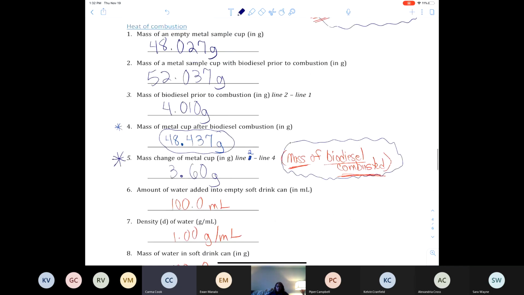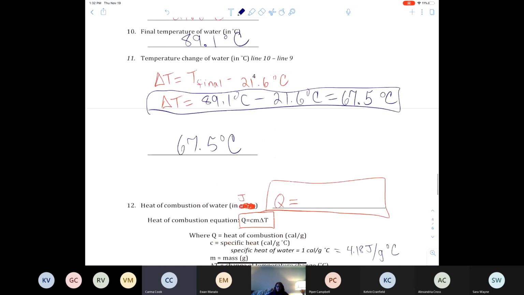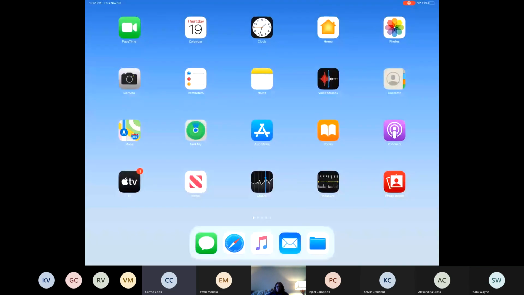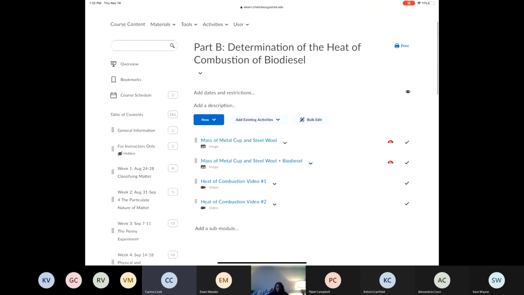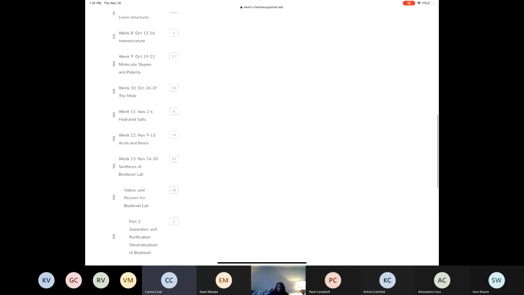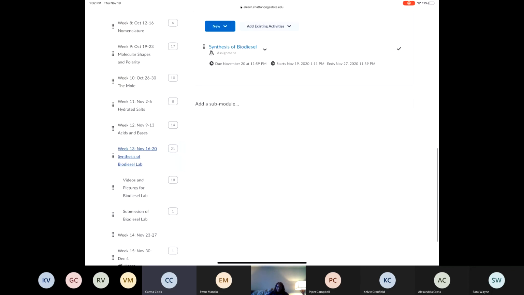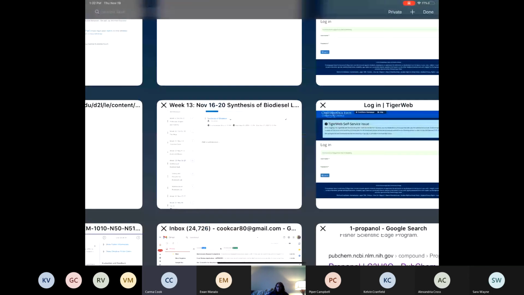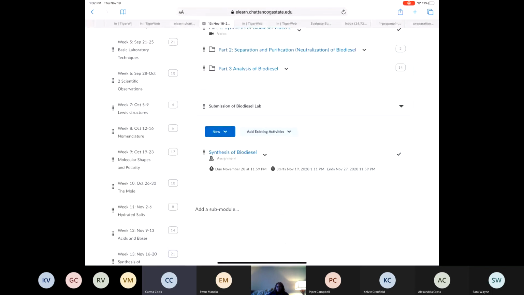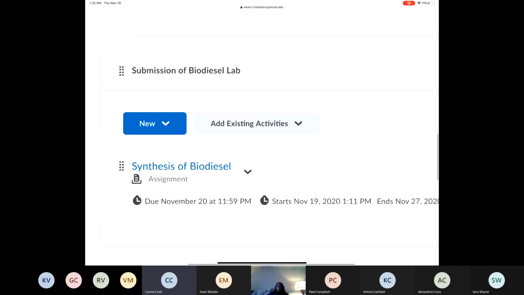And so once you have your lab complete, you can upload it to the Dropbox, which is available. And there's your Dropbox for submission of your biodiesel lab.